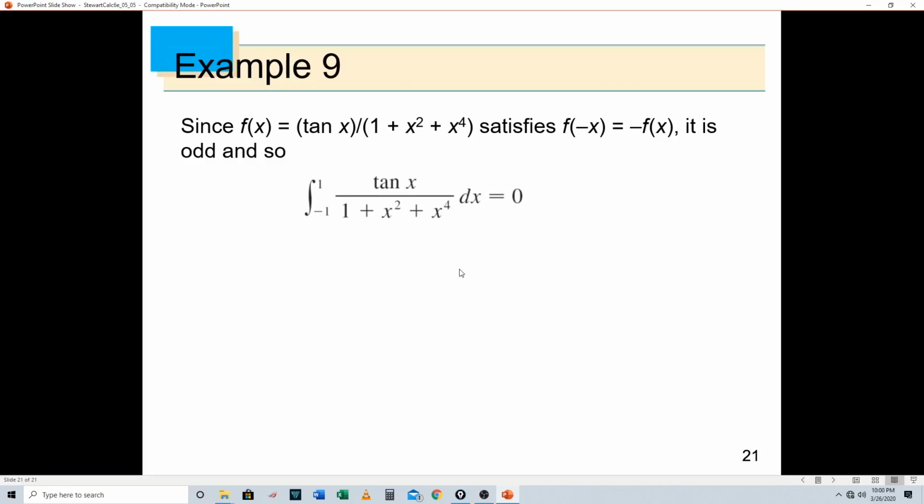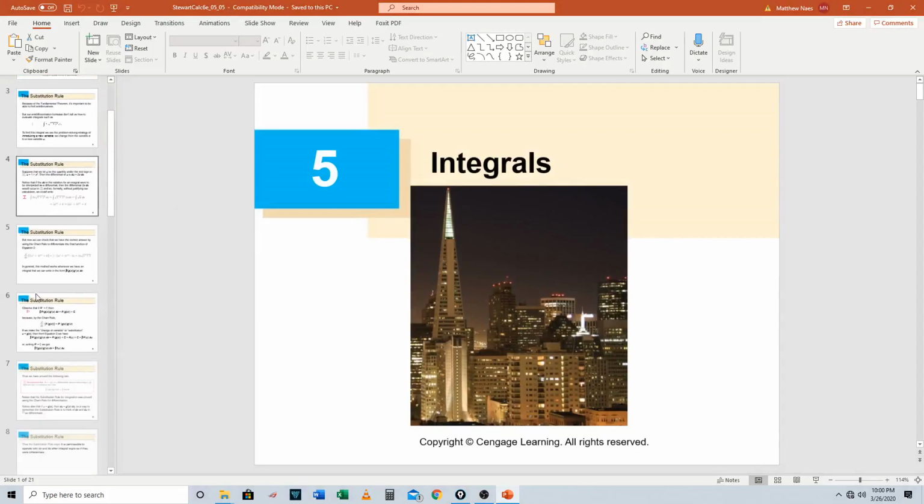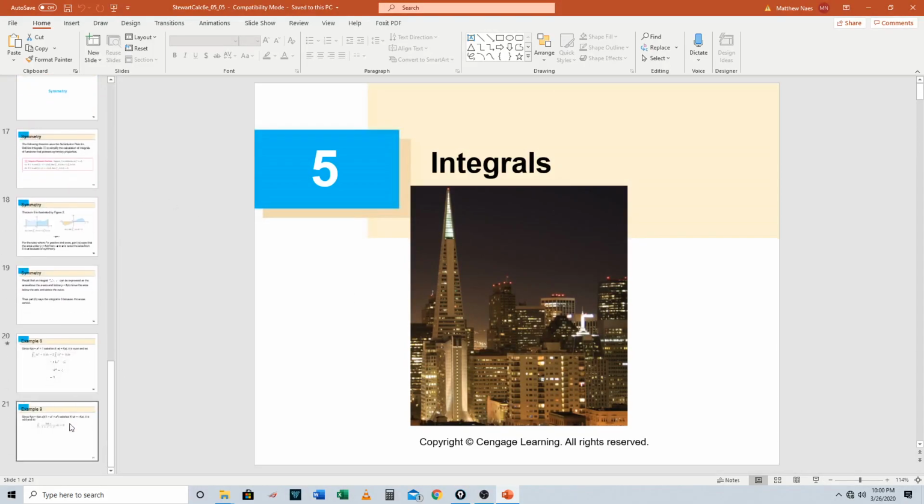Now the reason why it's automatically 0, if you remember, we are adding areas, and okay, didn't mean to do that. On the very last slide.